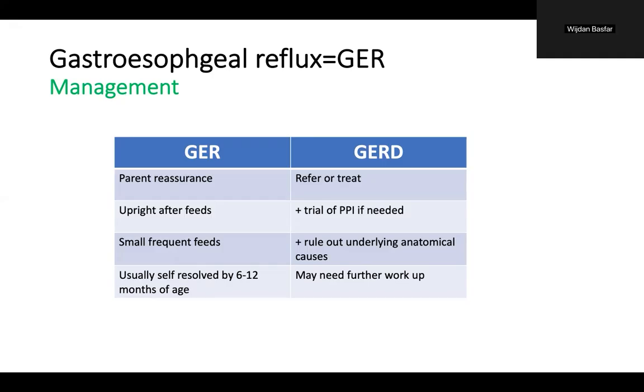There is some advice that we can give to parents of a child who has physiological gastroesophageal reflux, like keeping them upright after feeds and giving them small, frequent feeds. Sometimes we add a milk thickener. And as we said, it resolves by 1 year of age.